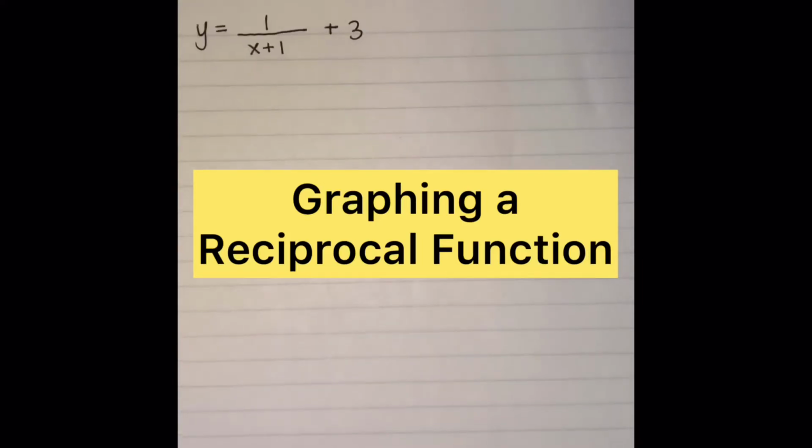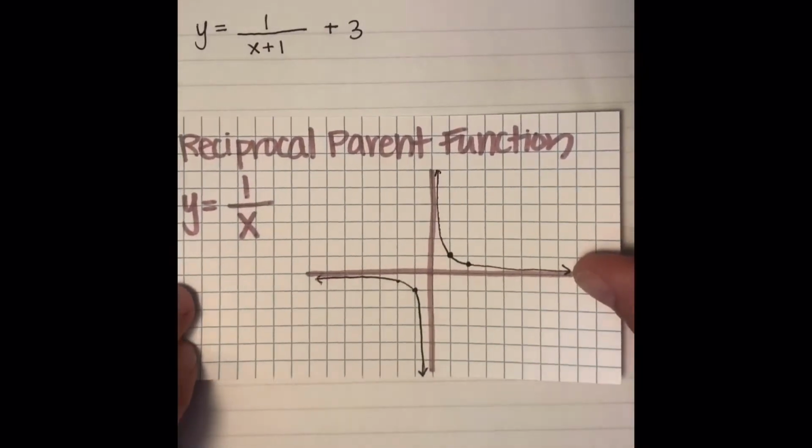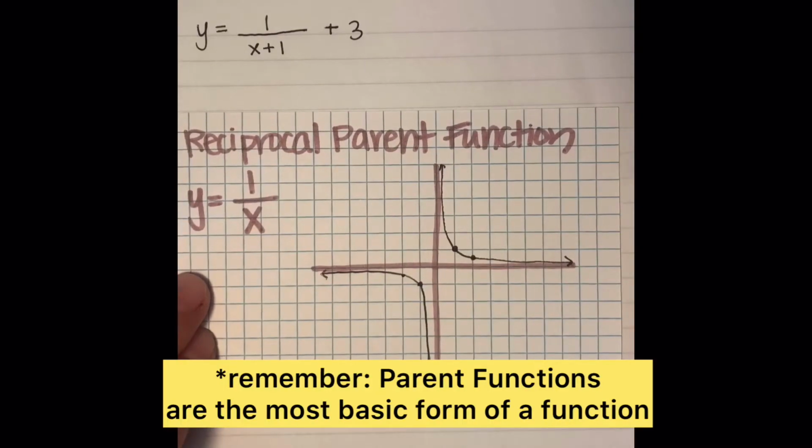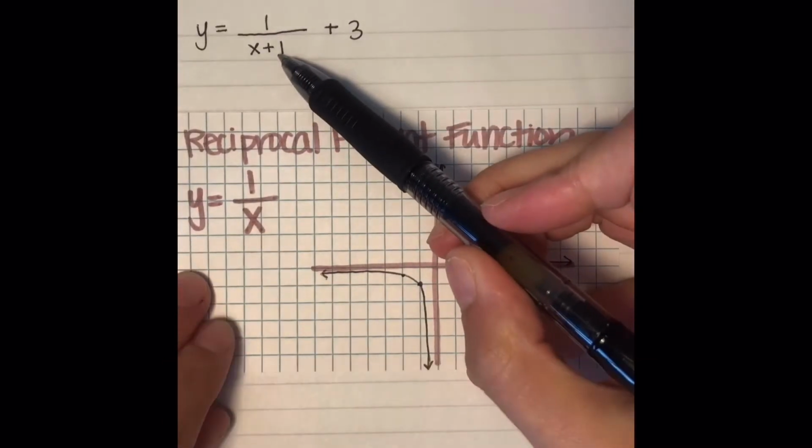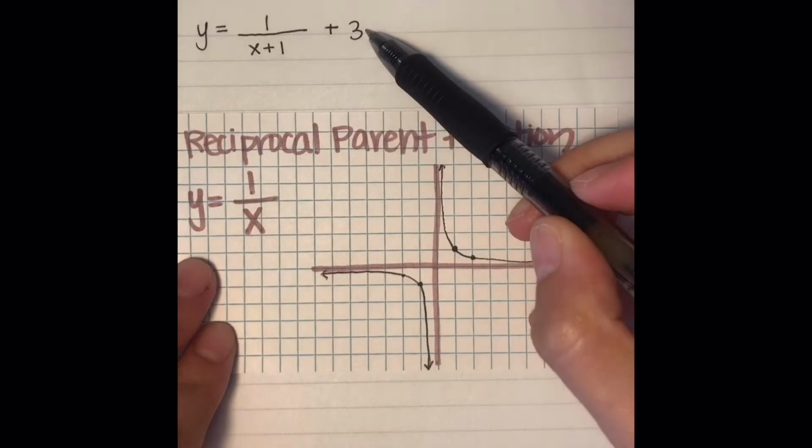All right, here is a reciprocal function. We are going to graph it, state the domain and range, and identify any asymptotes. So if you remember, this is the reciprocal parent function. So we have two key differences. The first one is this +1 on the bottom. Second one is +3 at the back.